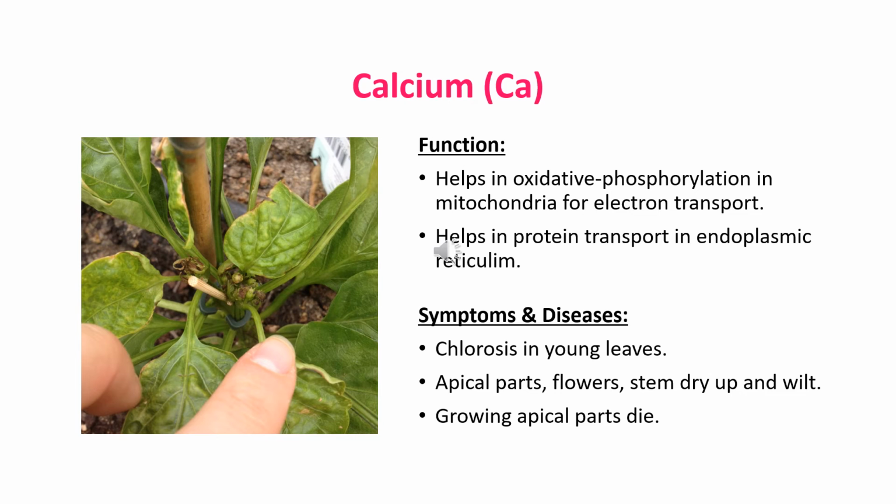And not only that, it also helps in protein transport in the endoplasmic reticulum. The proteins are produced in ribosomes, then these are held by the endoplasmic reticulum, and later on they are supplied whenever they are needed for other actions of the plant. So the symptoms are chlorosis in young leaves, apical parts, flower stems drying up and wilting, and the growing apical part dying.